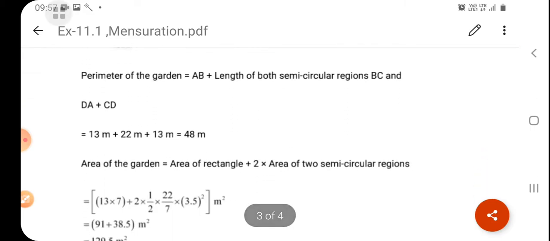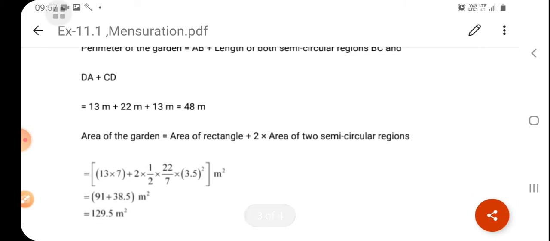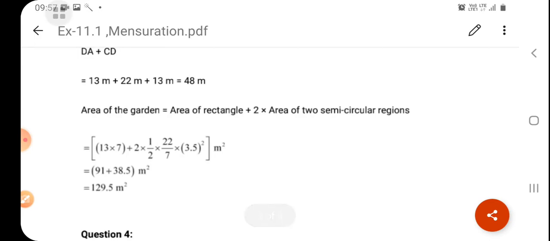Okay, so area of the garden is equal to area of rectangle plus 2 into area of two semicircular regions. This is the perimeter 48 meter. Now we are going to calculate the areas of the garden. So area of the garden is length into breadth, that is 13 into 7, and 2 into area of two semicircular regions, that is 2 into half into pi r square.